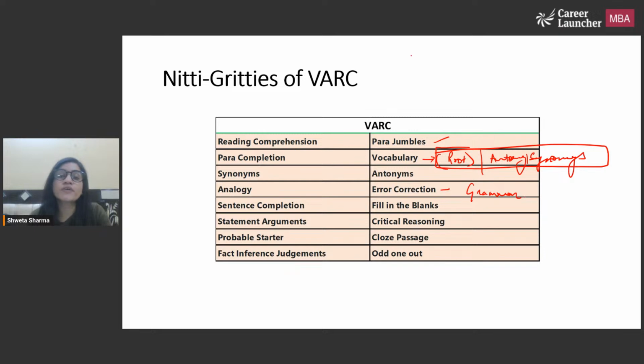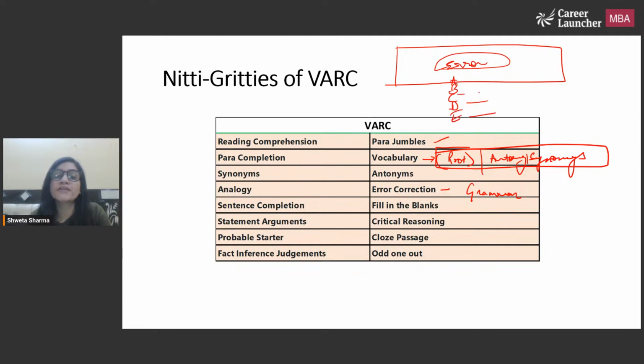You are supposed to figure out in the entire sentence, where does the error lie? Okay, and how would you correct it? Which of the following options do you find is the best way to correct that error given in the paragraph or a sentence? Fill in the blanks is again where you're supposed to figure out which preposition to fill or which conjunction to fill. Is it into? Is it onto? Is it in?